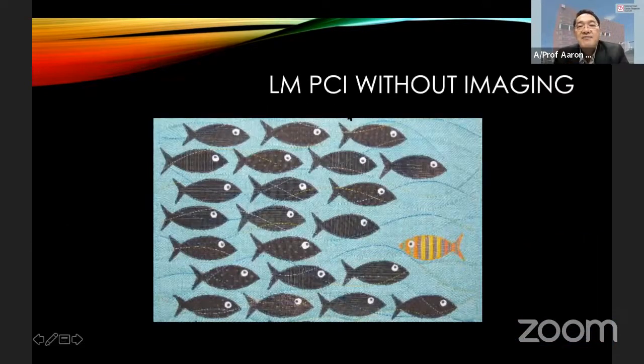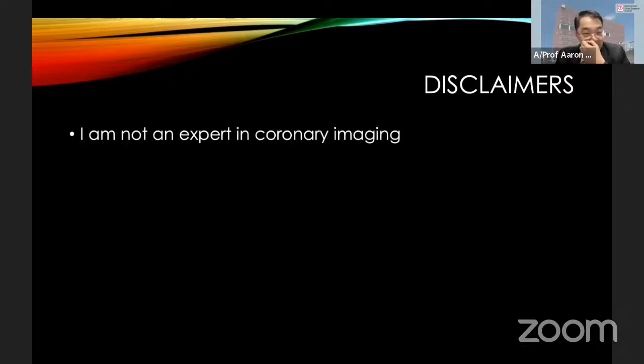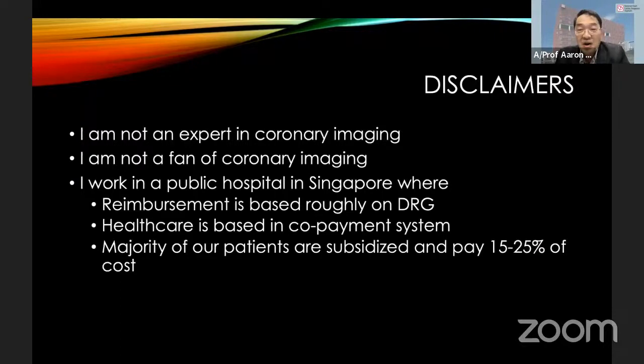So left main PCI without imaging, giving this talk is going to be very difficult because, as you heard, a lot of the panelists can't do left main stenting without IVUS. They die, you know, they have to do without imaging. So my disclaimer for this lecture: I'm not an expert in coronary imaging, and I'm not a fan of coronary imaging as well.